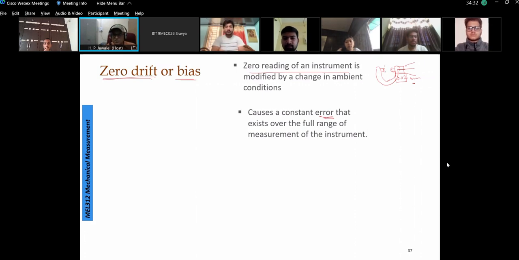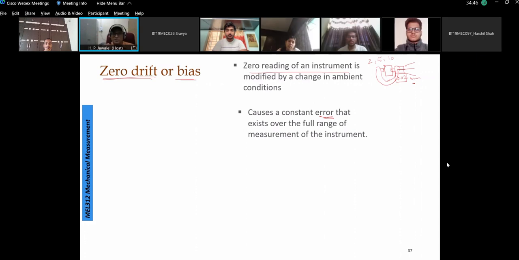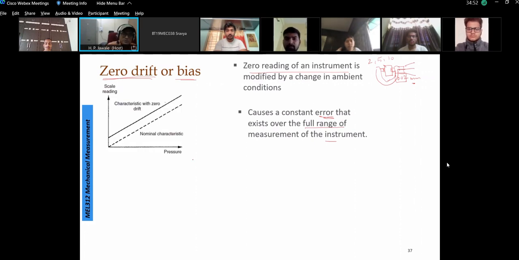Say now if I am going to put the block here of different dimensions, say 2 mm, 5 mm, 10 mm, the respective readings will be 2.02, 5.02 and 10.02. That is the meaning, a very simple meaning, that zero has been shifted. So it causes a constant error that exists over the full range of the measurement of the instrument. Right. So it is seen here.